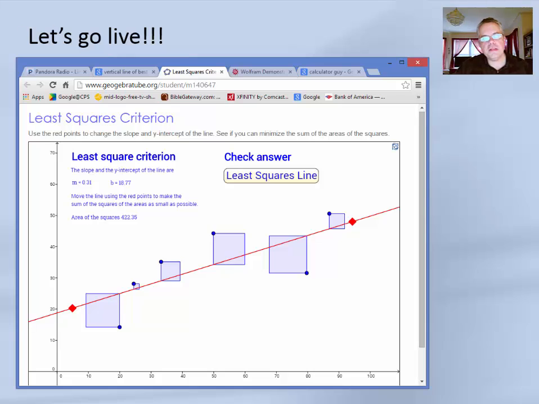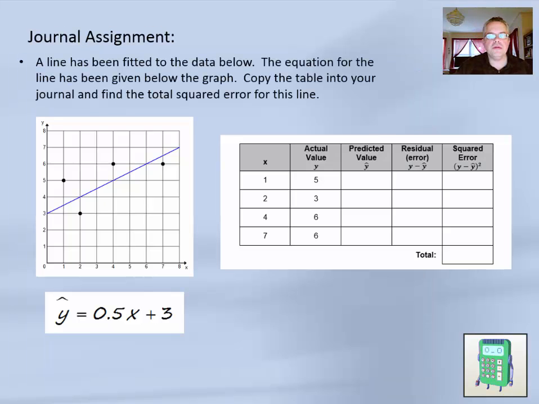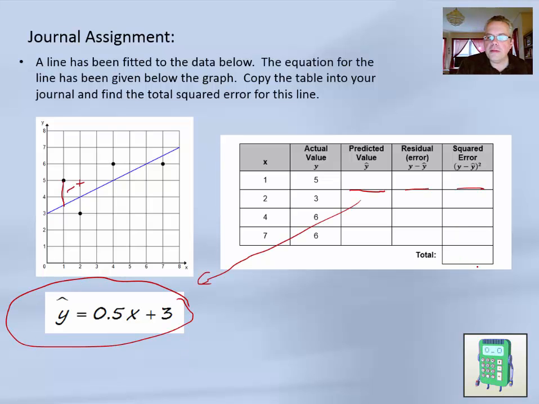Okay, so we'll be practicing this in class. For your journal assignment today, I want you to try computing one of these tables yourself. So we're going to compute the total squared error for this line. We have 4 data points, and we have this nice blue line that passes through them. And the equation for the line is down here. So you're going to use this to find the predicted values. You square it. So complete the table, add them up, find the total squared error.